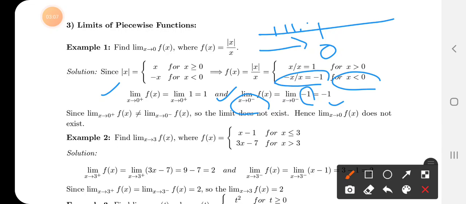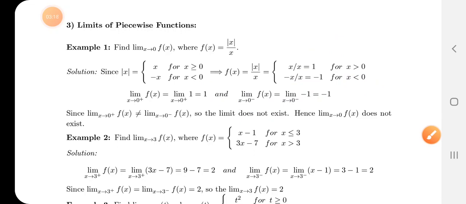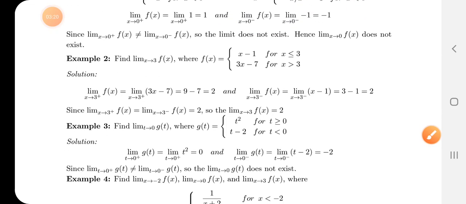So the left hand side limit is -1, but the right hand side is 1. Since they are not the same, the limit does not exist. So the limit of f of x when x approaches 0 does not exist. Let's see the next example.